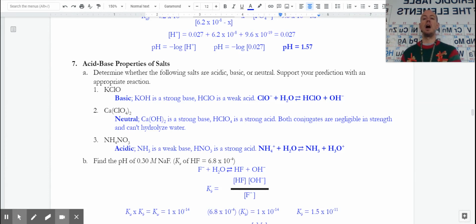The last one here, ammonium nitrate. Well, that cation came from a base. The base it came from was a weak base, ammonia. Nitrate came from nitric acid. Nitric acid is strong. So short answer, acid stronger than base, so it's acidic.